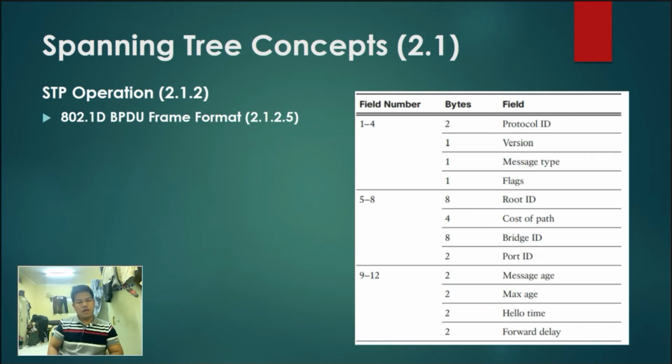And for the 802.1D BPDU frame format, the spanning tree algorithm depends on the exchange of BPDUs to determine a root bridge. As shown in this table, the BPDU frame contains 12 distinct fields that convey path and priority information to be used to determine the root bridge and paths to the root bridge.